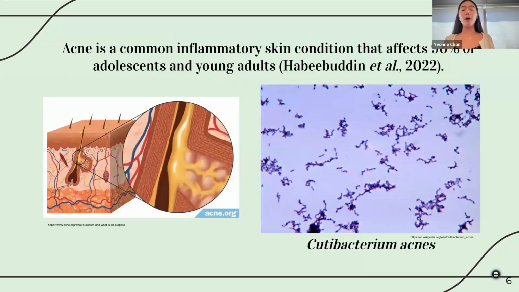And I'll be talking about a specific type of dysbiosis, which is acne, a common inflammatory skin condition that affects 90% of adolescents and young adults. And it's an overproduction of sebum, which is oil, in the skin sebaceous glands. And Cutibacterium acnes is the main causative bacteria in the skin microbiome that causes acne.